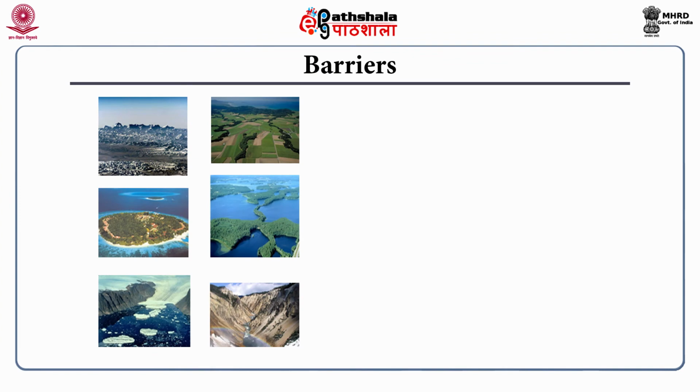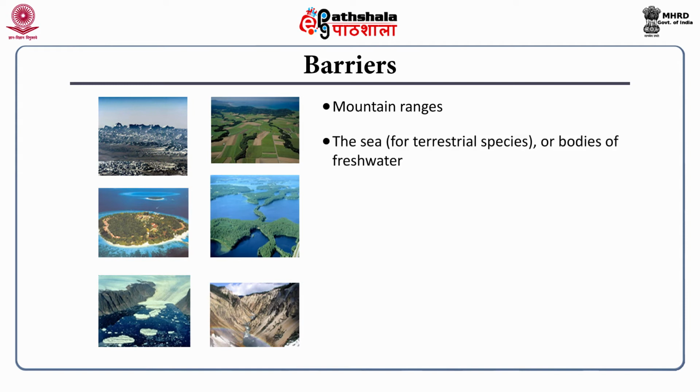So, the barriers in allopatric speciation may not be just the isthmus. It could be anything: mountain ranges, for example, or sea for the terrestrial species. Bodies of fresh water could be a separating thing, for example a lake, an island inside a lake. The bodies of fresh water surrounding it is a barrier. Land for aquatic species, especially freshwater species, for example a lake: the surrounding land confines that aquatic organism to that particular pond or lake.